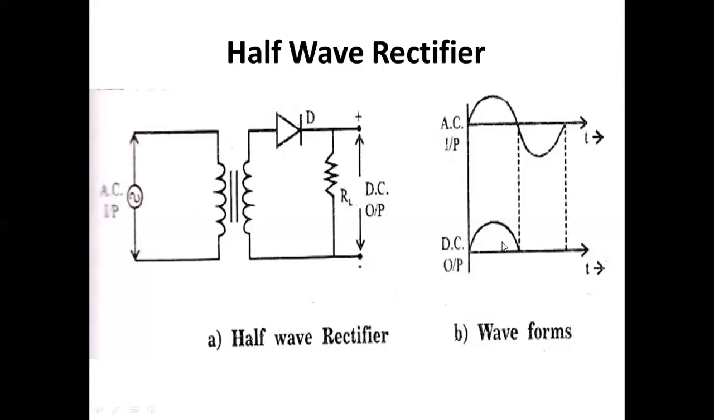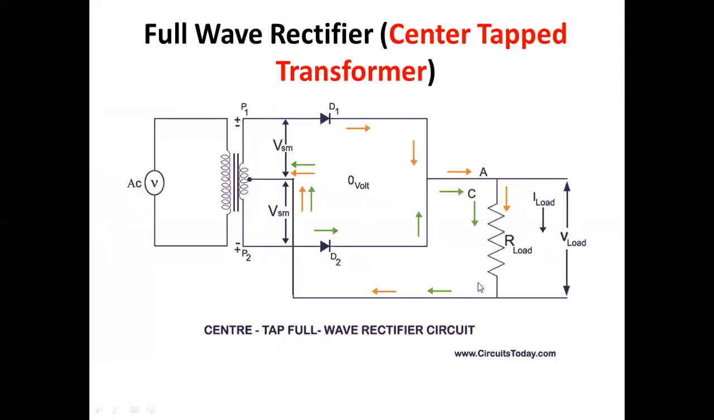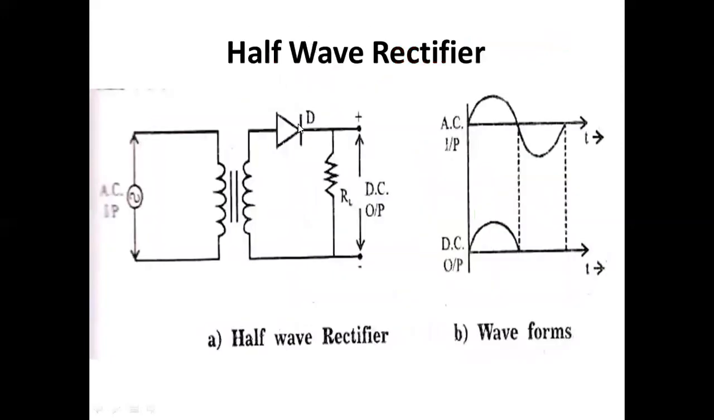Next one, this is nothing but the full wave rectifier with a center tap transformer. We have two types of full wave rectifiers. Those are the one using a center tap transformer, and also the bridge rectifier, the full wave bridge rectifier. Here is shown the center tapped full wave rectifier. Previously it was the half wave rectifier.